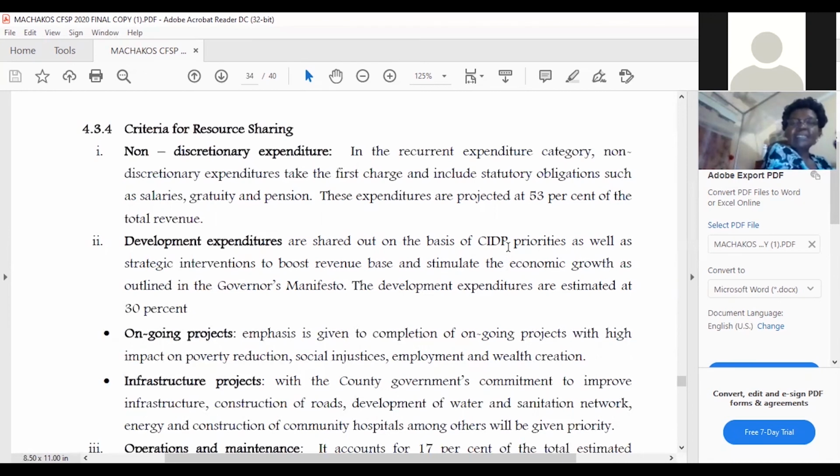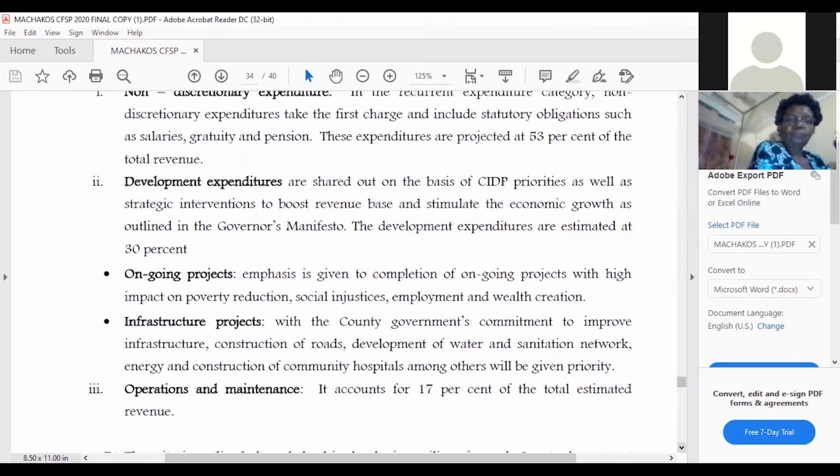County Integrated Development Program. Plan. Yeah. So development expenditures are shared out on the basis of the County Integrated Development Plan priorities, as well as strategic interventions to boost revenue base and stimulate economic growth as outlined in the Governor's Manifesto. So the development expenditures are estimated at 30%, okay?